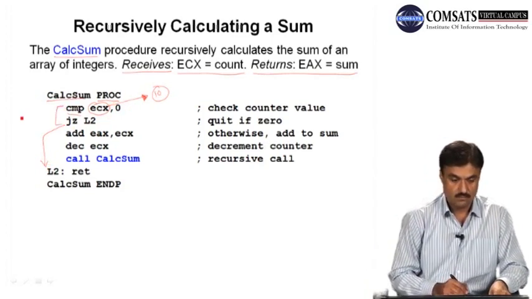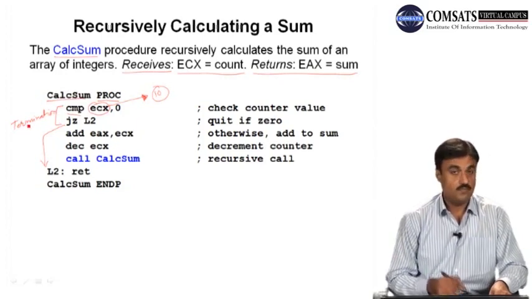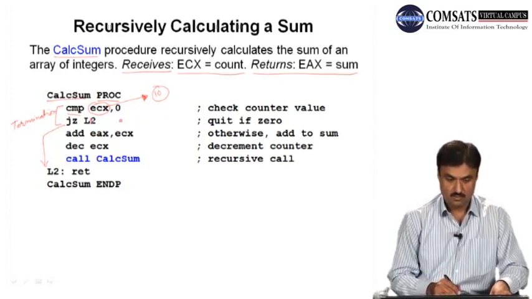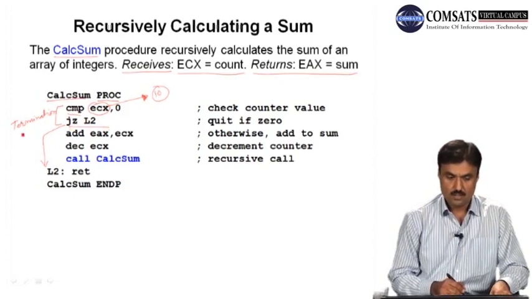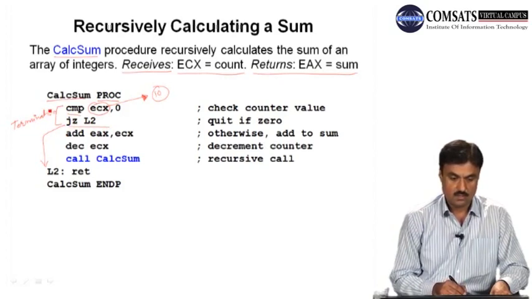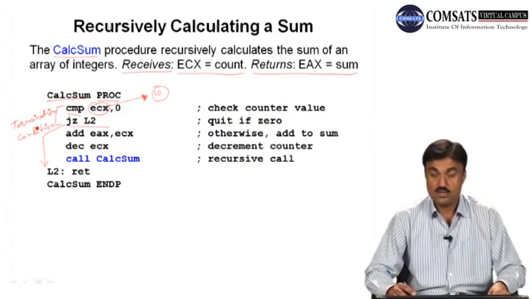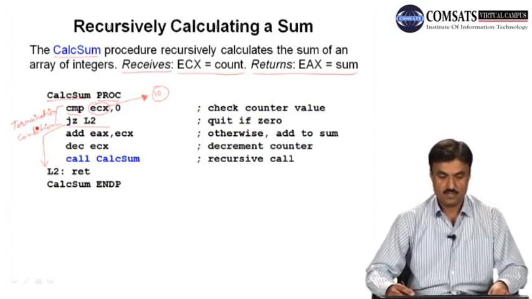There should be one termination condition. Otherwise, if there is no such condition, then there will be no termination at all, and it will recursively call forever. So this is the termination condition. In all recursions or recursive procedures or functions, there should be some termination condition.